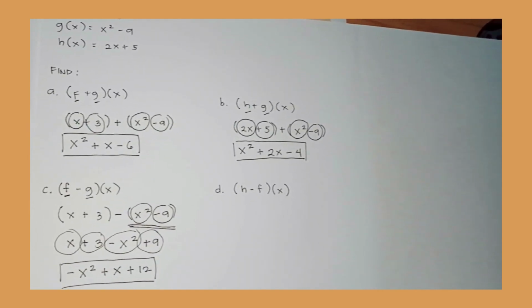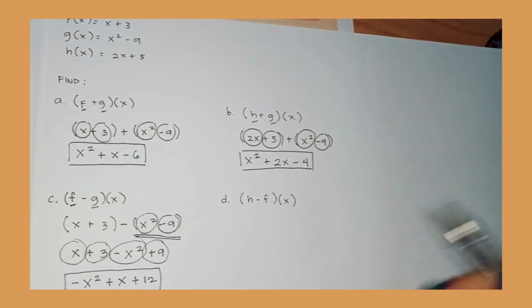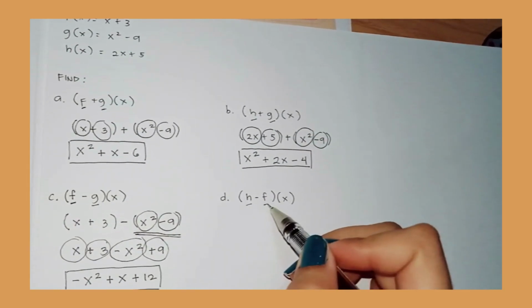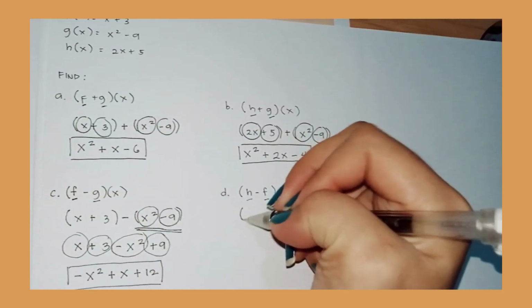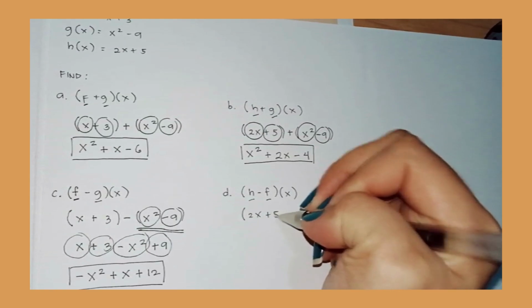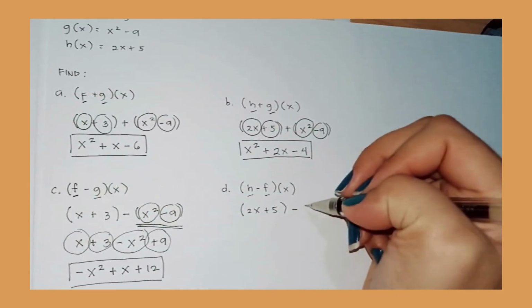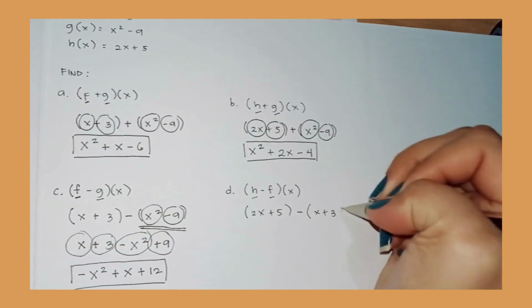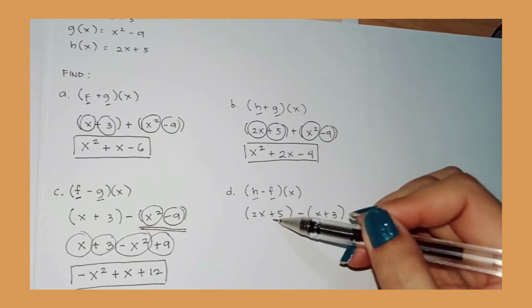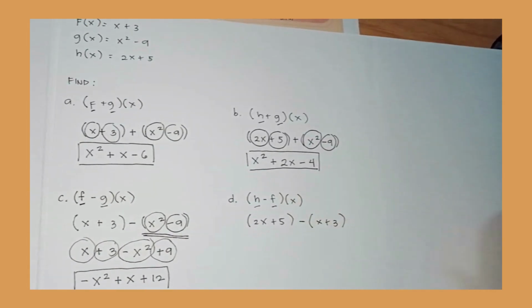Example letter D, h minus f of x. So, we need to consider the functions h and f. Ano ba yung h natin? H is 2x plus 5. And then, copy the operation, subtraction. Yung f natin is x plus 3. H is 2x plus 5. Copy the operation, f is x plus 3.